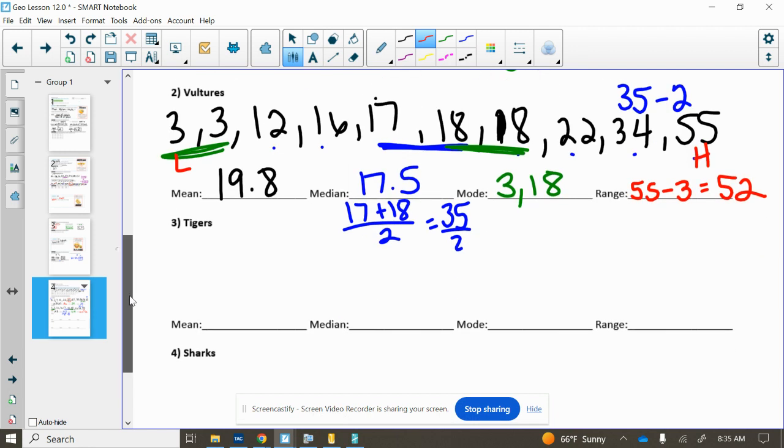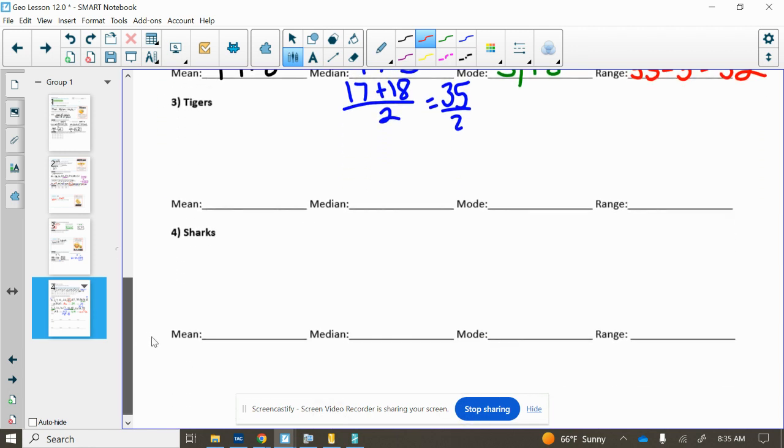There are 2 more then for you to try. We have the scores of the Tigers, find the mean, median, mode, and range. And then finally the Sharks, their mean, median, mode, and range.